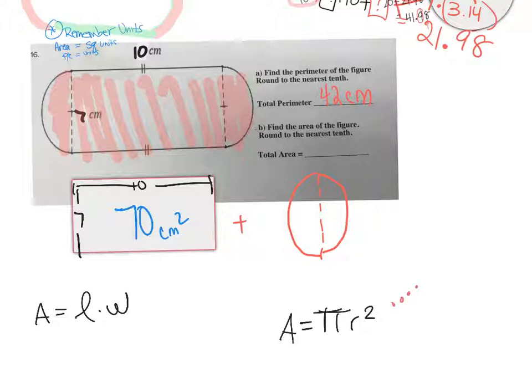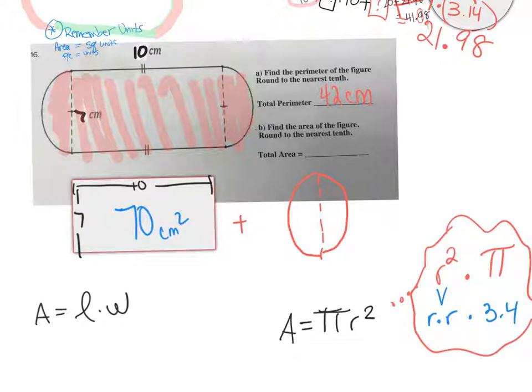This is telling you that, just like PEMDAS says you have to do exponents first, you have to square the radius. That means you're multiplying the radius times itself, and then you multiply that by pi, and pi is really 3.14. So pi r squared tells you: find the radius, multiply it by itself, then multiply it by pi. That's the formula for the area of a circle.